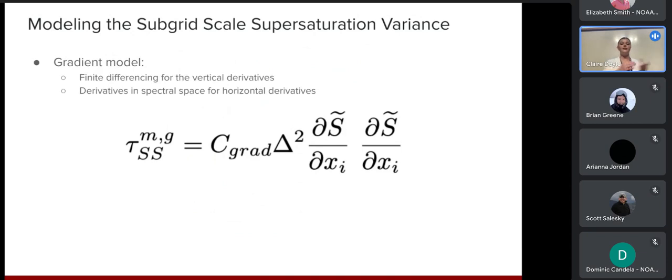We can also take a look at the gradient model, which has finite differencing in the vertical direction, while derivatives are in spectral space in the horizontal. Again, the horizontal derivatives being taken in spectral space is because we do have those pseudo-spectral walls. And so this would just be really difficult to take derivatives, centered finite differencing, in those horizontal domains.